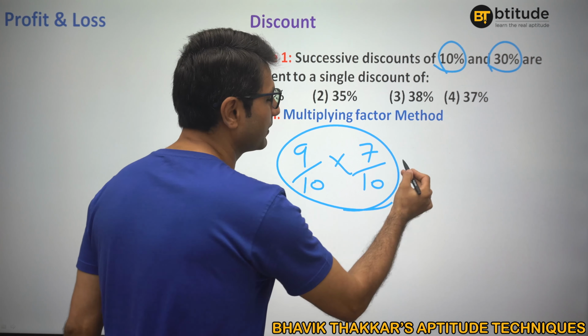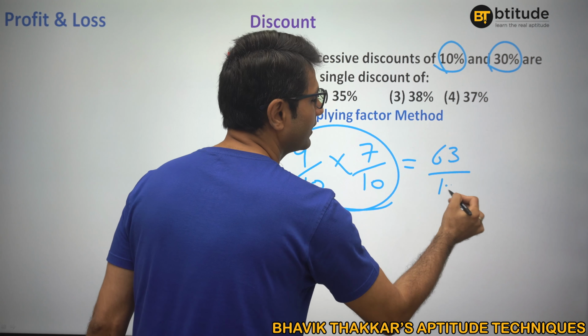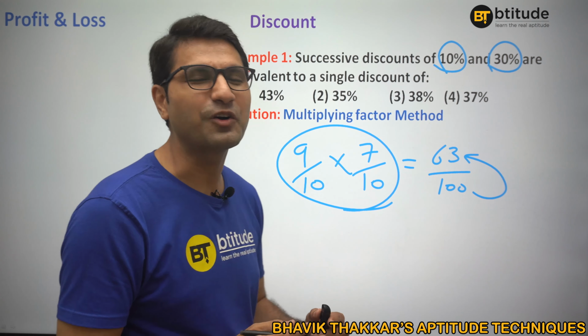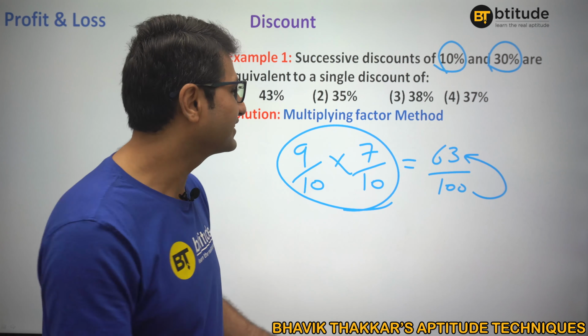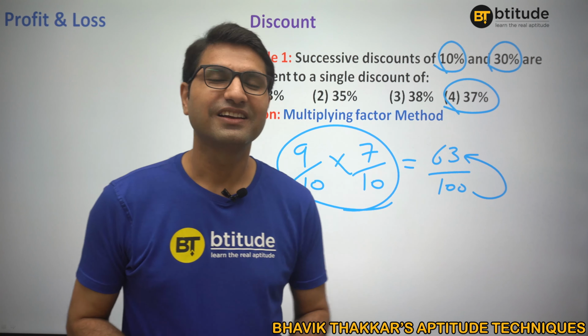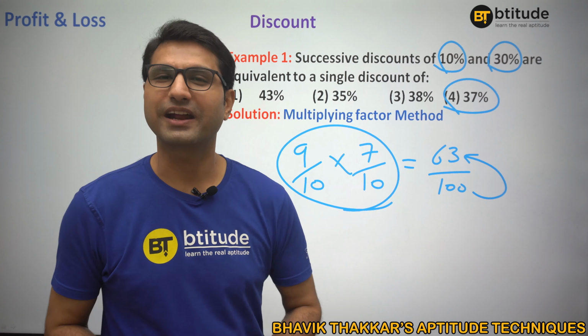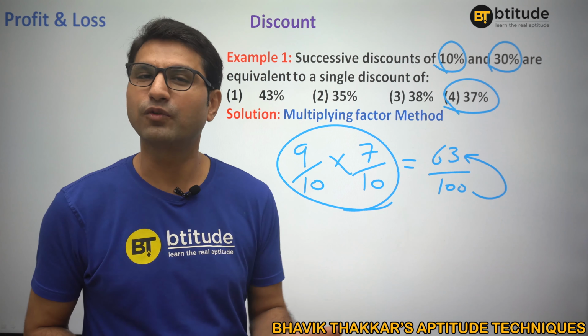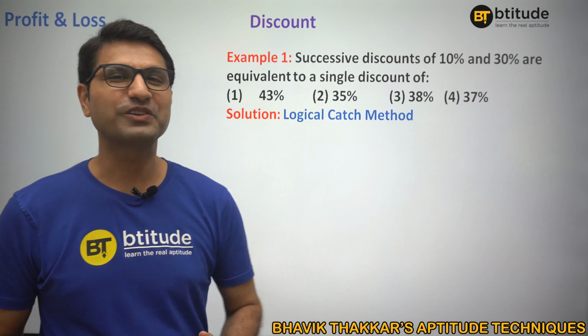That means your value is becoming 63 by 100. That means it is from 100, it is becoming 63. So how much is the discount? 37 on 100. That is nothing but 37%. Fair enough. That is how easy it could get. So this is another method, and both the methods I think were wonderful. Very easy, right? What about the third one?